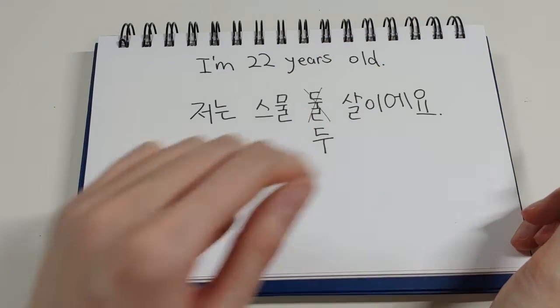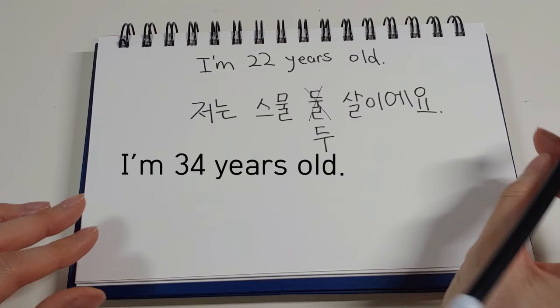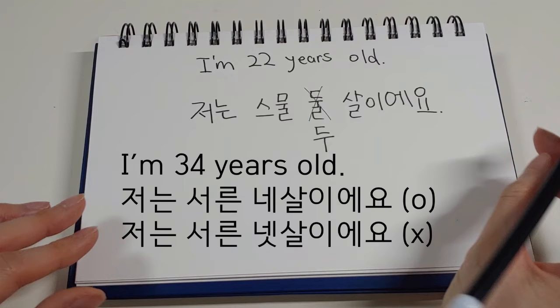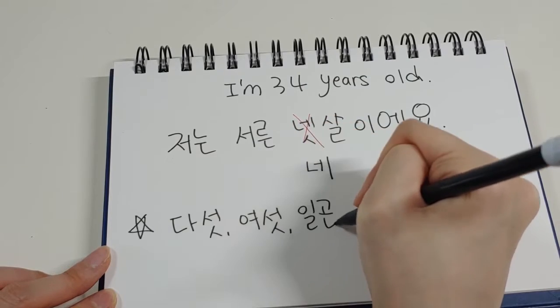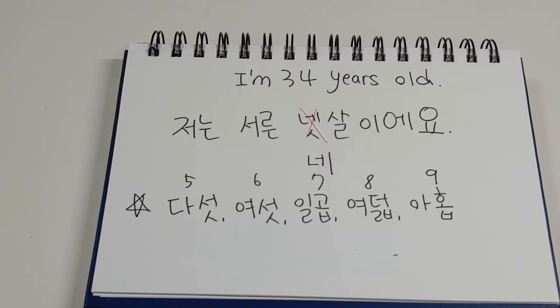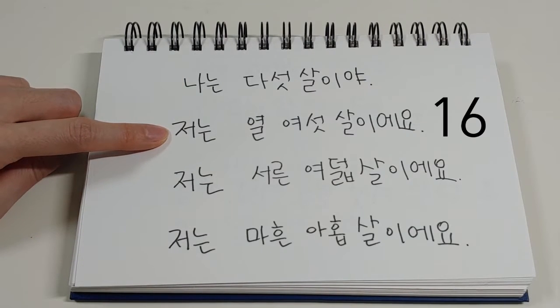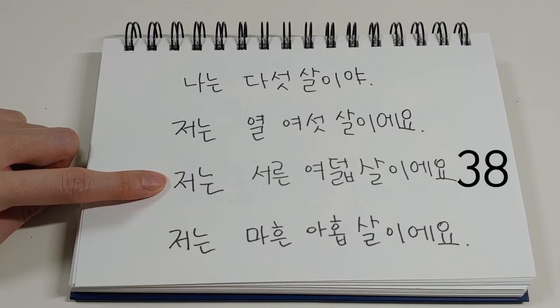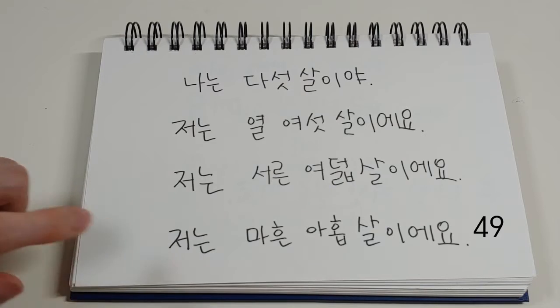Then how do you say I'm 22 years old in Korean? 저는 스물두 살이에요. 저는 세 살이에요. 저는 서른네 살이에요. For the rest of the numbers, 다섯, 여섯, 일곱, 여덟, 아홉, they don't change their form when combined with measure words. So you can safely say 나는 다섯 살이야. 저는 열여섯 살이에요. 저는 서른여덟 살이에요. 저는 마흔아홉 살이에요.